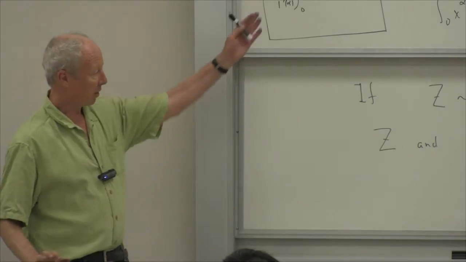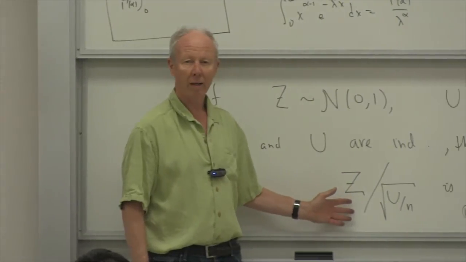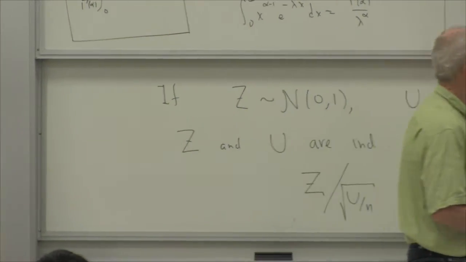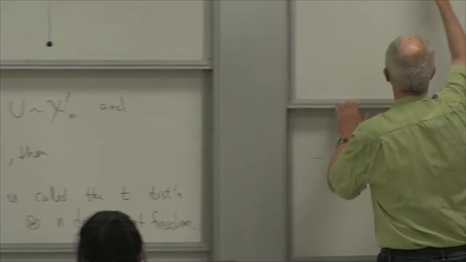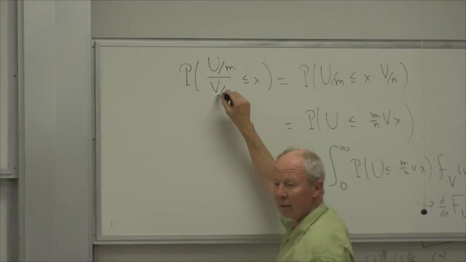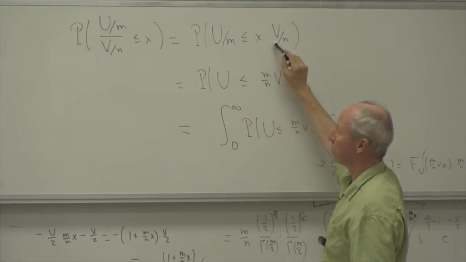That would follow the same steps we've just done. How do you compute the density? You can write down the distribution function. What would that look like? Instead of this ratio, you'd have a z here and a root u over n here. You could multiply through by the root u over n, so you'd have z less than or equal to x root u over n.